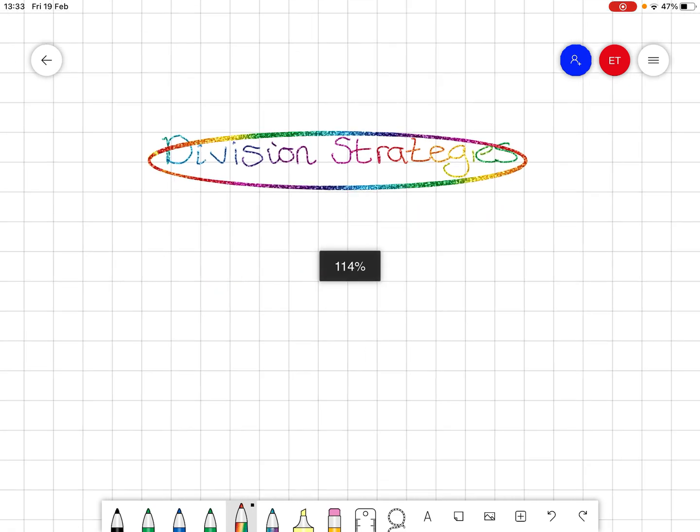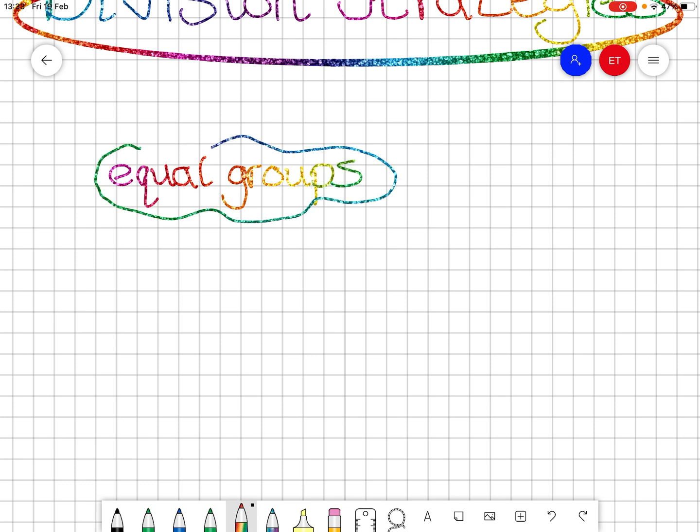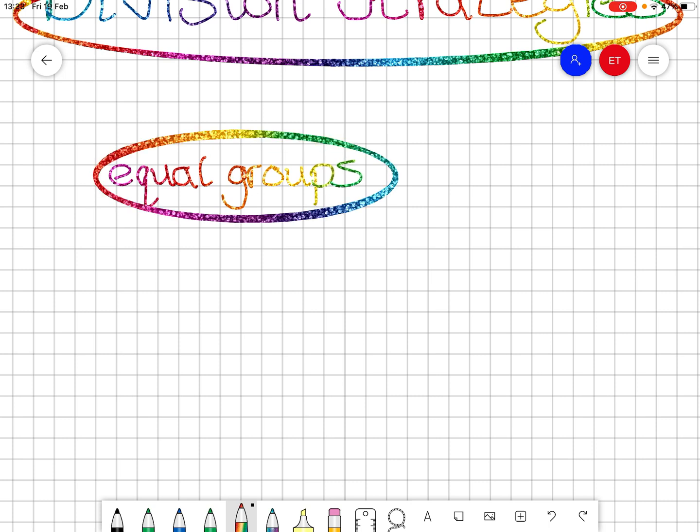So I'll start with equal groups, okay? So equal groups is the strategy we would use if we're dividing small numbers, okay? So let's focus on that one first of all. So let's say I had the problem 12 divided by 4, okay?